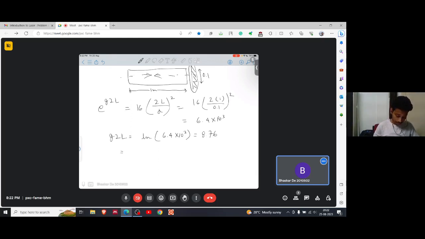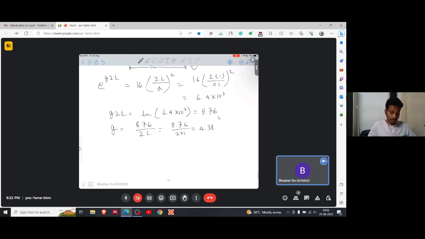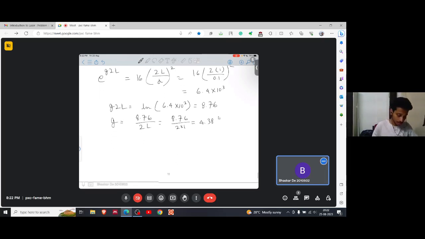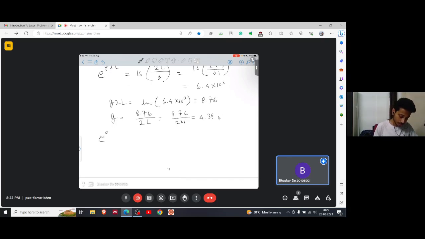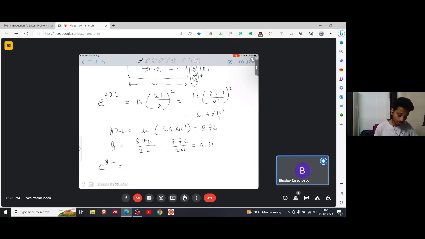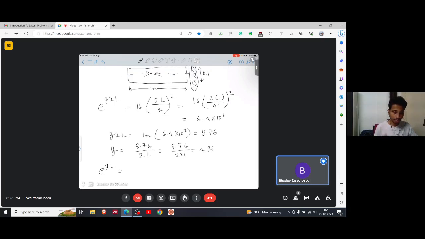Then g equal to 8.76 by 2l, where l is 1 meter, so 2 into 1, that is 8.76 by 2, that is 4.38. Now again we will calculate the gain for a single pass. We will have the same procedure, but here it will be gl. The 2 is missing because here the beam is traveling only once through the gain medium.